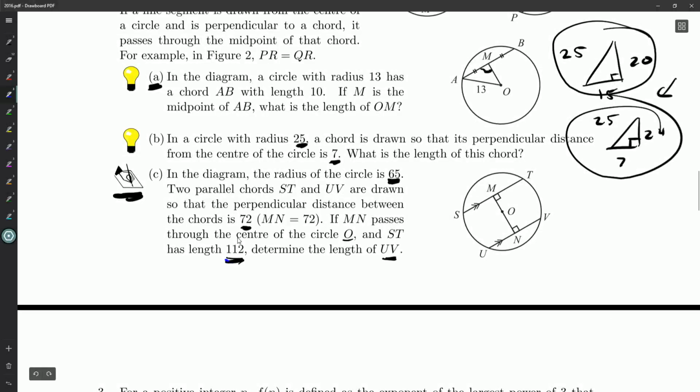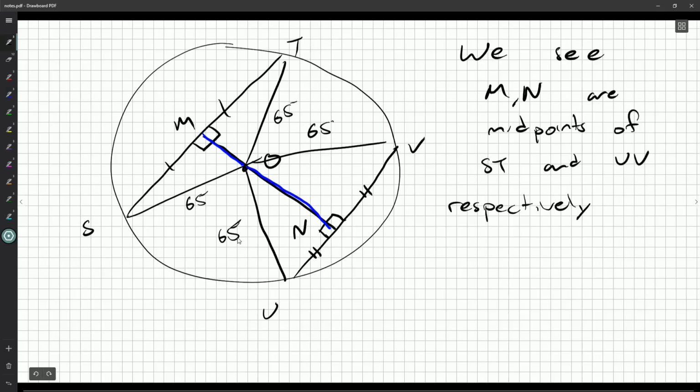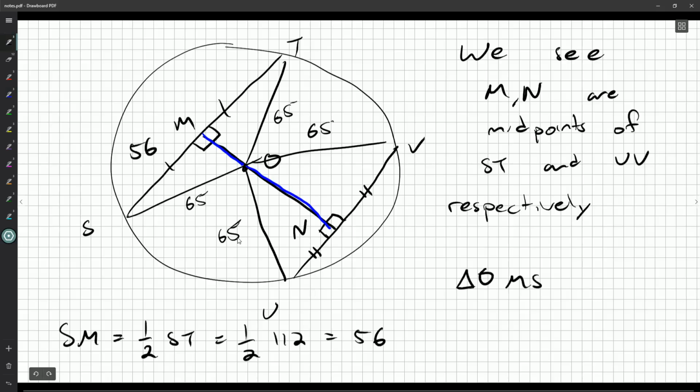So ST has length 112. So I can use that. So 112. So SM is 1/2 the length ST. So 1/2 of 112. And that's going to be 56. So I got a 56 here. So you might say triangle OMS is right angled. So by the Pythagorean theorem, or by Pythagoras, or whatever you want to say, OM squared is the hypotenuse squared minus this known side length squared.